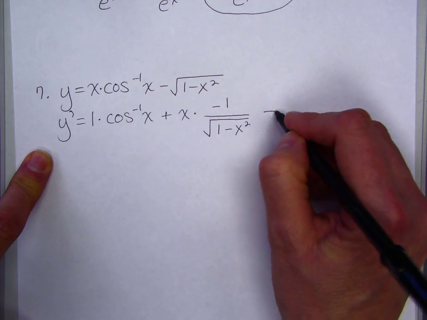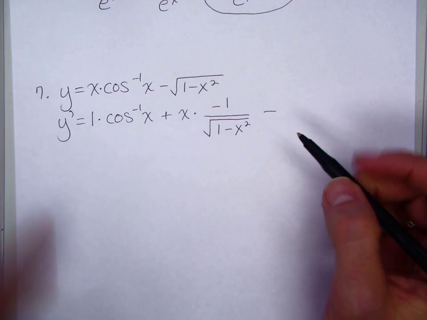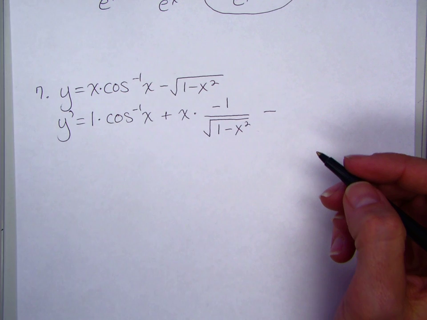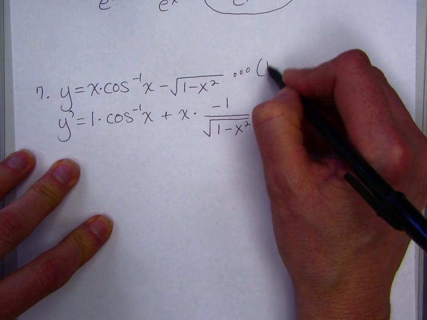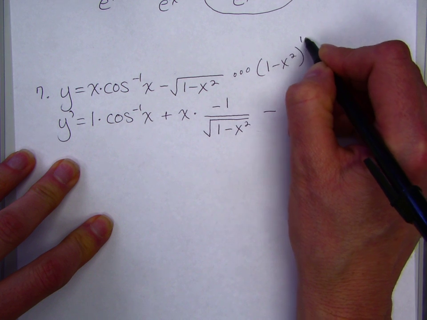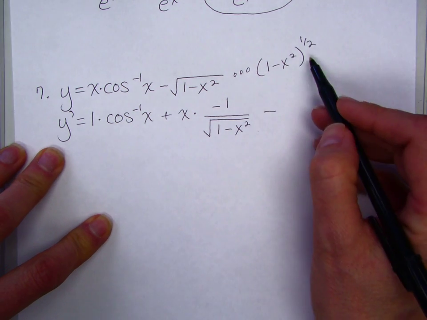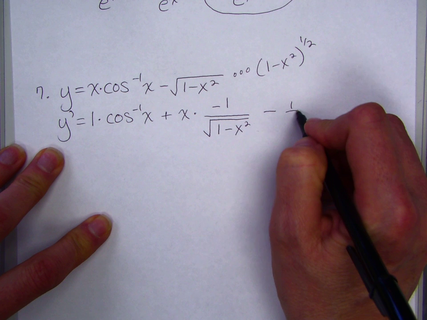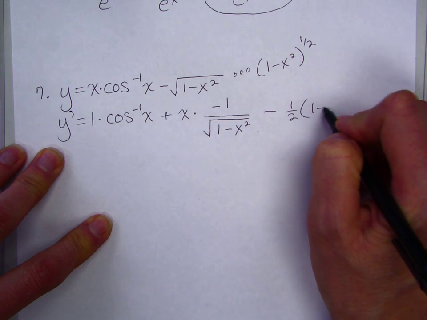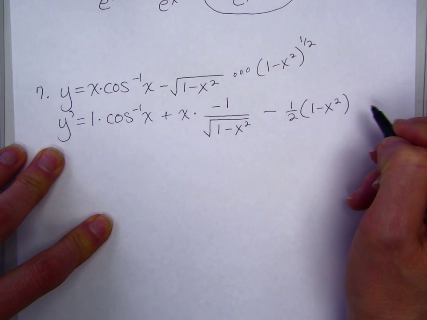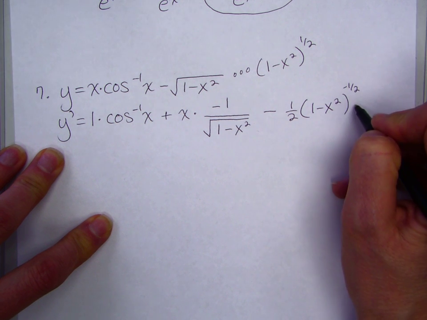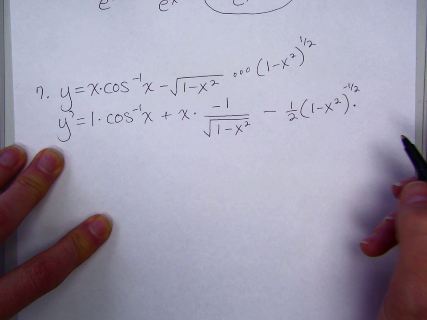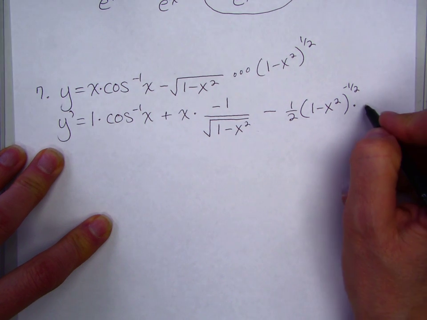Then we got a minus, and now we're differentiating the square root of the quantity 1 minus x squared. Well, remember that square rooting is the same as the 1/2 power. All right, so when I differentiate that, the half power is going to jump out front. The 1 minus x squared stays the same inside. The power drops by 1 to negative 1/2. And we multiply by the derivative of the inside, which is negative 2x.